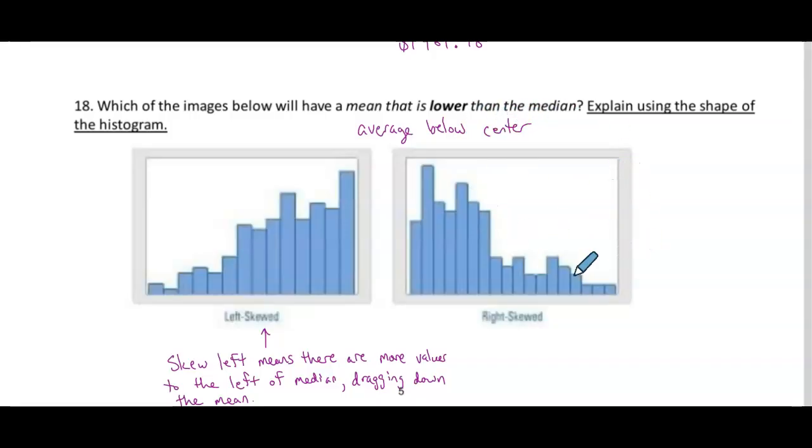All right, if I was looking at the right skew graph, this would mean that the mean is higher than the median because I'm adding numbers in that bump that mean up. All right, next page.